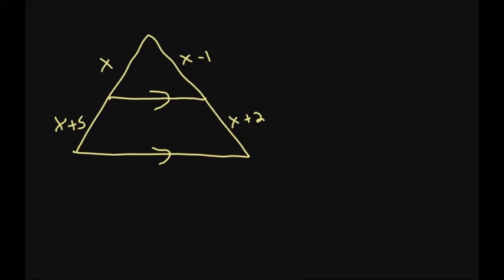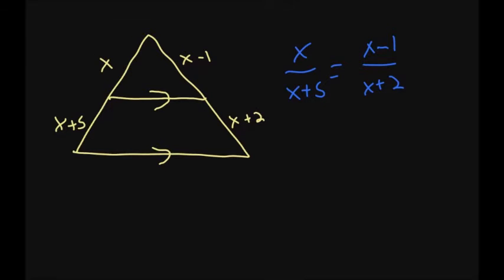Alright, now we got another triangle, and we know that we had a line going through that triangle, and the bottom of that triangle are parallel. So we can set up a proportion with this of x over x plus 5 equals x minus 1 over x plus 2. So now we've got to cross multiply to solve our proportion.